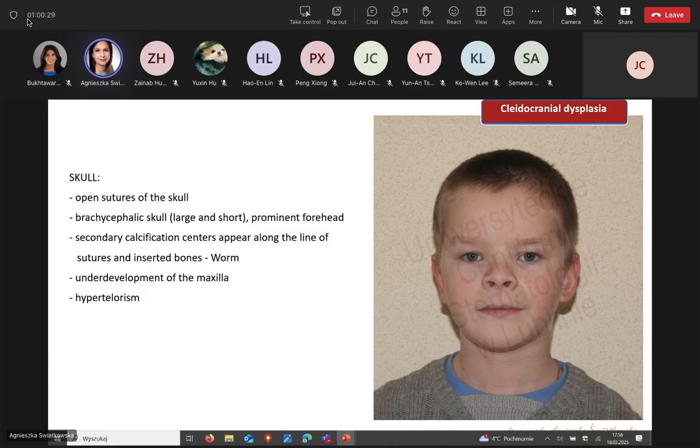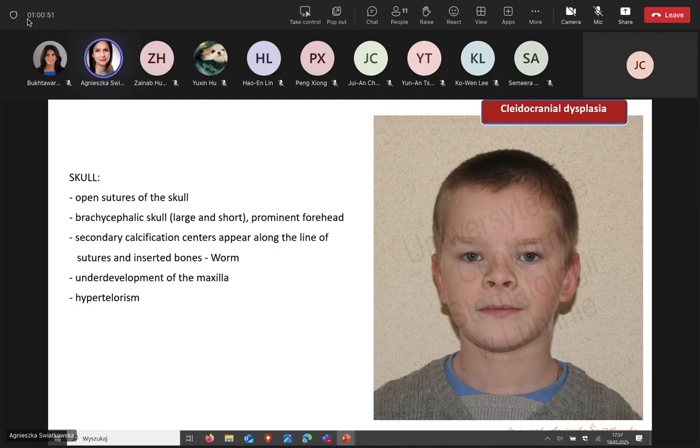Skull: open sutures, brachycephalic skull, large and short, with a prominent forehead. Secondary calcification centers appear along the line of the sutures, with inserted bones, worm bones. Underdevelopment of the maxilla is very characteristic. We also observe hypertelorism.